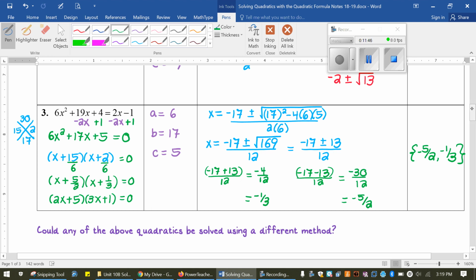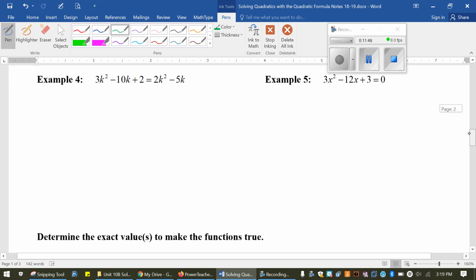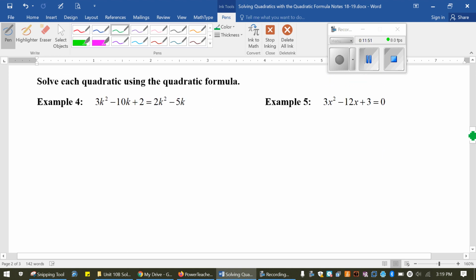Okay, let's take a look at number 4 on the back. So what you want to do on number 4 is you want to make sure that you're putting this in the standard form. And then we're also going to add. All right, so what we end up with here is k squared minus 5k plus 2 equaling 0.